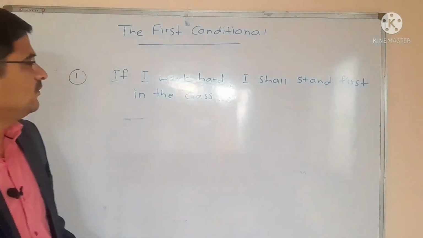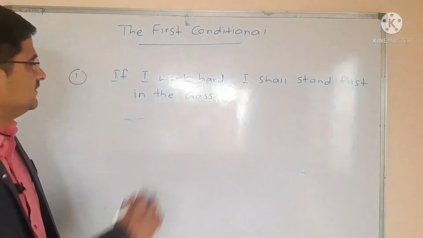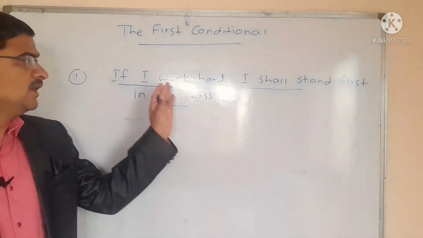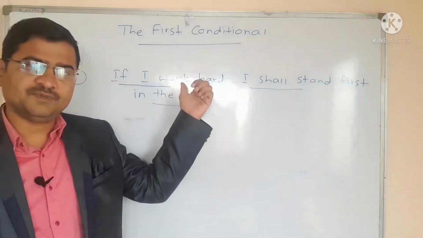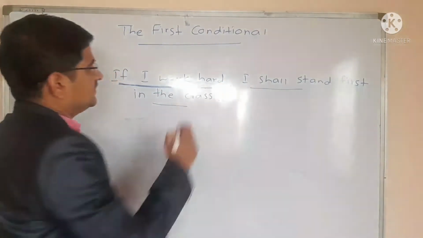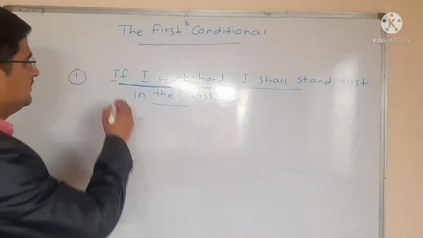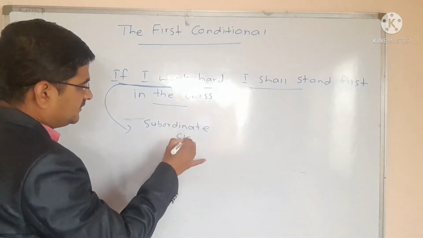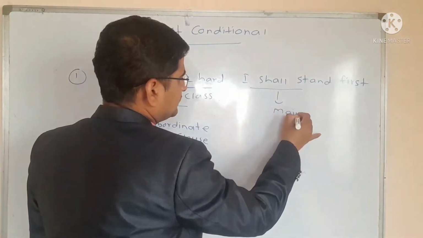So here, what does this sentence indicate? The first conditional: if one thing happens, then another thing will happen. "If I work hard" is an example of a subordinate clause. "I shall stand first in the class" is the main clause.